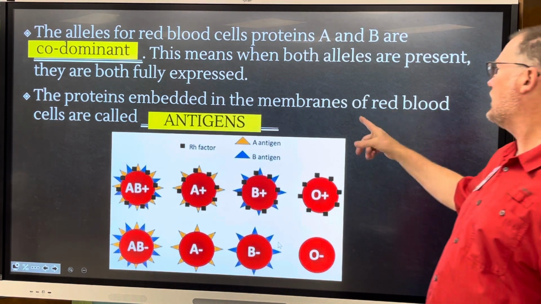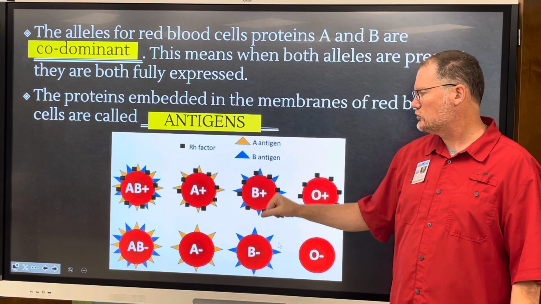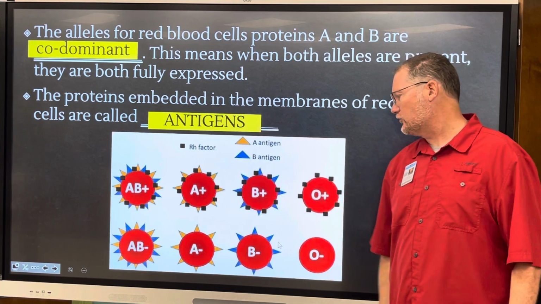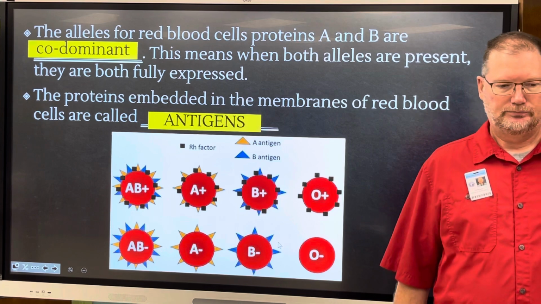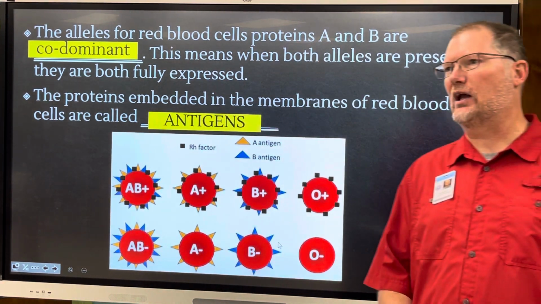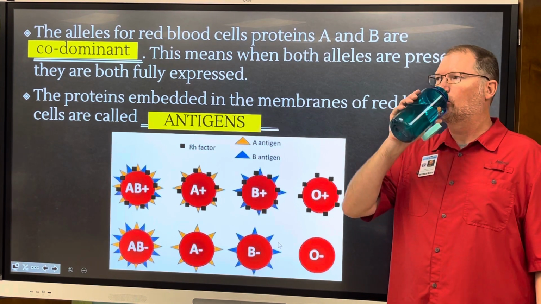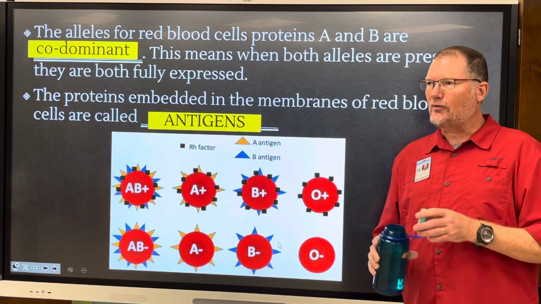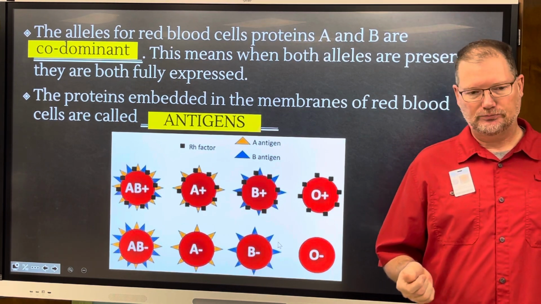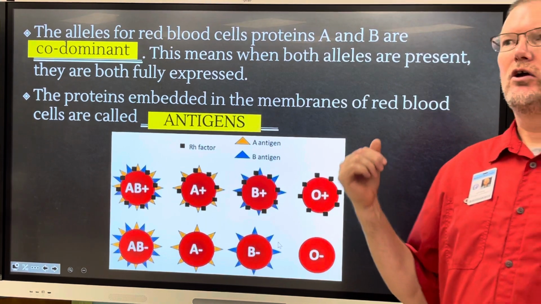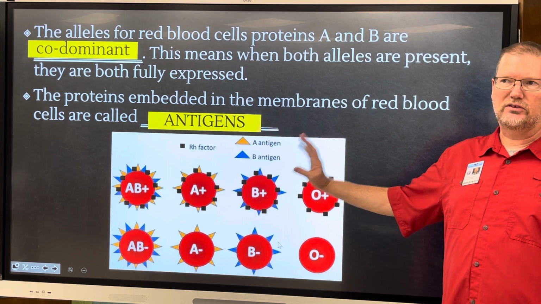The proteins embedded in the membranes are called antigens. So you can see antigen A, antigen B. There's something called Rh factor, which I don't think we cover in this class. Just another protein. That's why when you get married, you have to get a blood test to make sure that you and your spouse have compatible blood types, because your baby could have a chance of having something wrong with their blood.